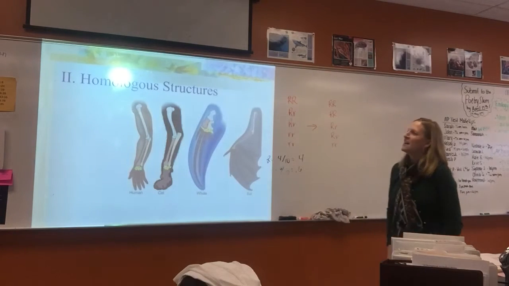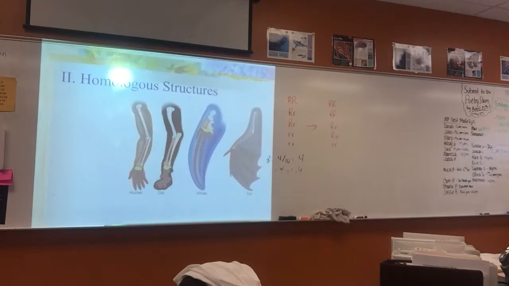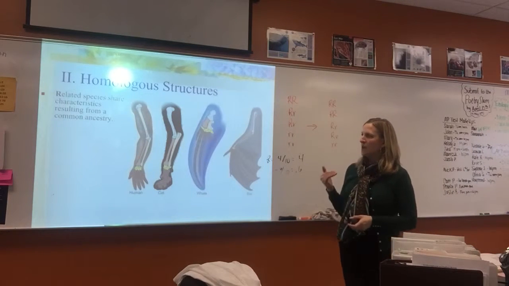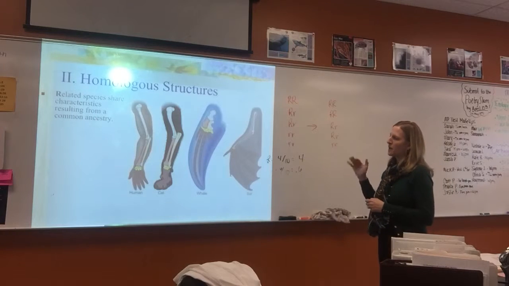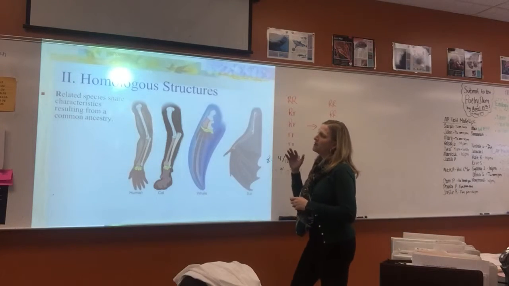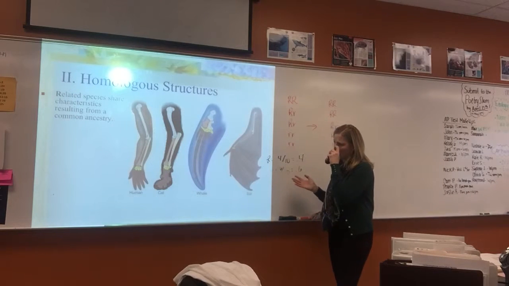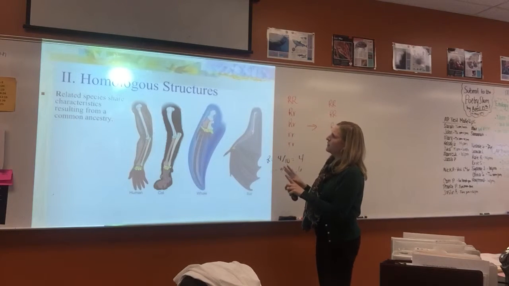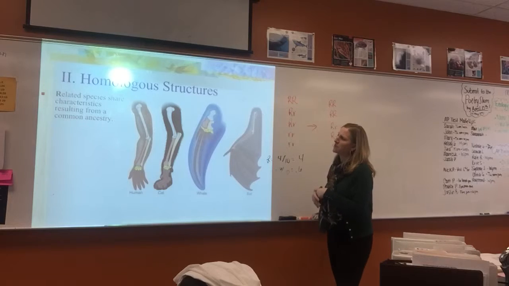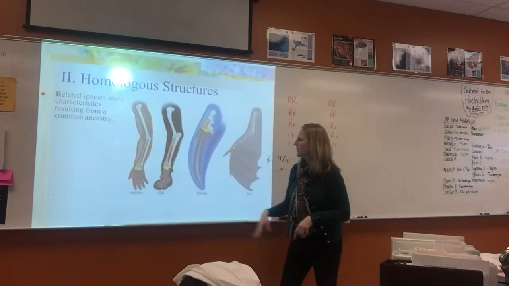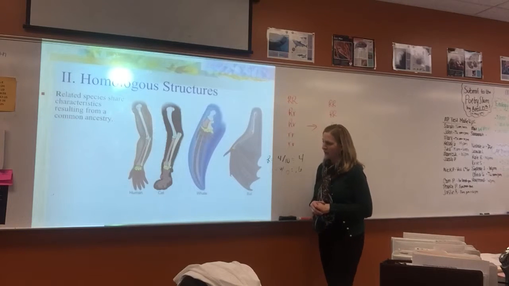The second category of evidence for evolution is these things called homologous structures. Homologous structures show that related species share characteristics resulting from a common ancestry. So these four limbs are examples of homologous structures: the human arm, the cat leg, the whale fin, and the bat wing.